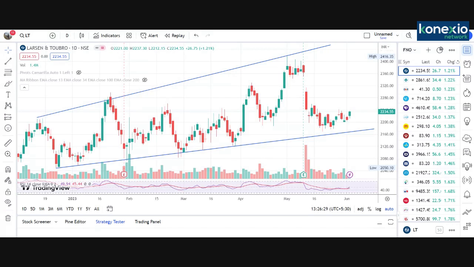So investors, swing traders can buy the stock in the range of 2,234 and on corrections to 2,200 for an upside target of 2,460 in the short to medium term, or maybe in the next 4 to 5 months.